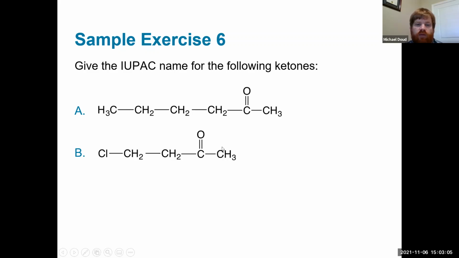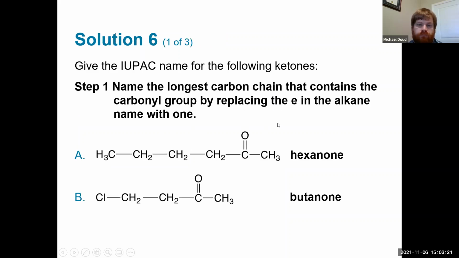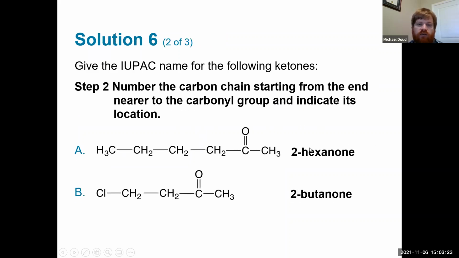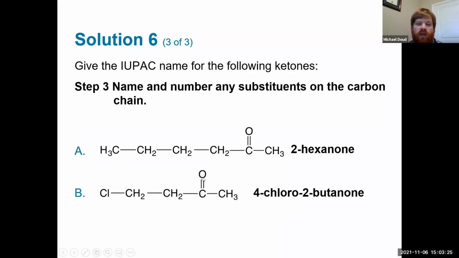Okay, for B, now we've got 1, 2, 3, 4 carbons. The ketone is on carbon 2, so it'd be 2-butanone. But this time we have a chlorine group on now carbon 4. So this should be 4-chloro-2-butanone. Okay, so starting out, hexanone, 2-hexanone, 2-butanone, and then 4-chloro-2-butanone. So that's all you have to do for these names.